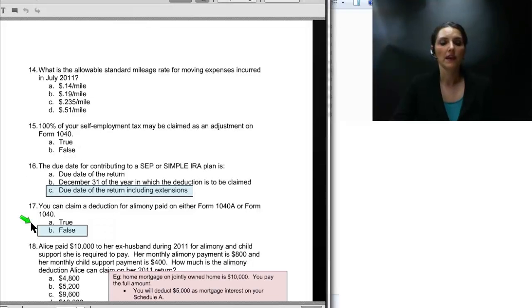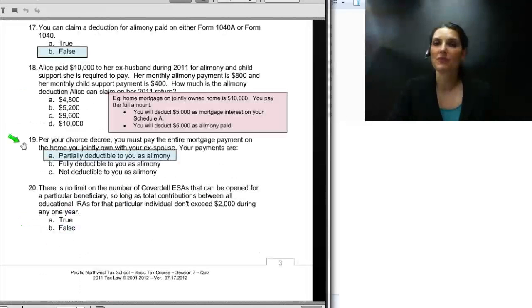Number 17, you can claim a deduction for alimony paid on either Form 1040A or Form 1040. That's just flat-out false. If you are claiming a deduction for alimony paid, you need to file the long Form 1040. The next question we're going to review is question number 19.